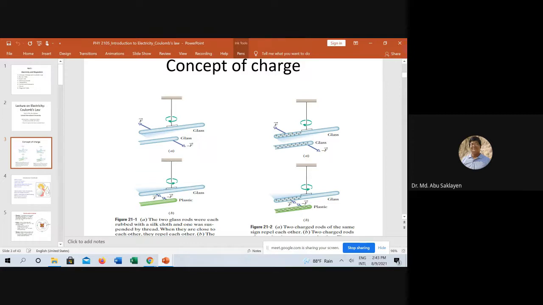So what happened during rubbing? During rubbing, the charges, the electrons, pass through, and as a result that creates a charge on them. And as we know, the same charge always repels each other, and the opposite charge always attracts each other, and that's what happens.